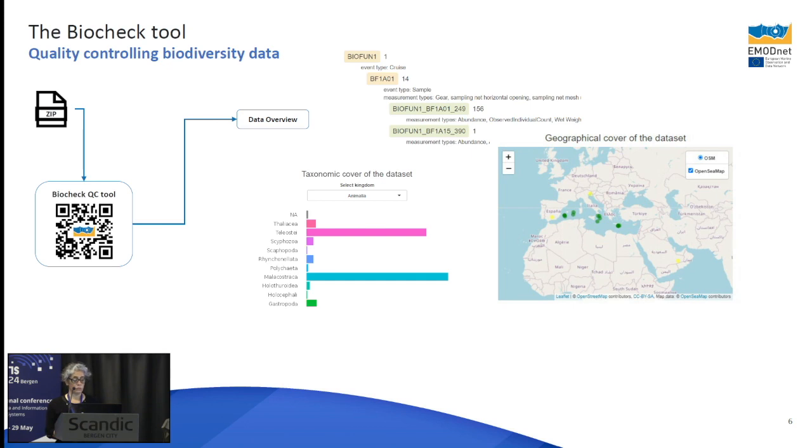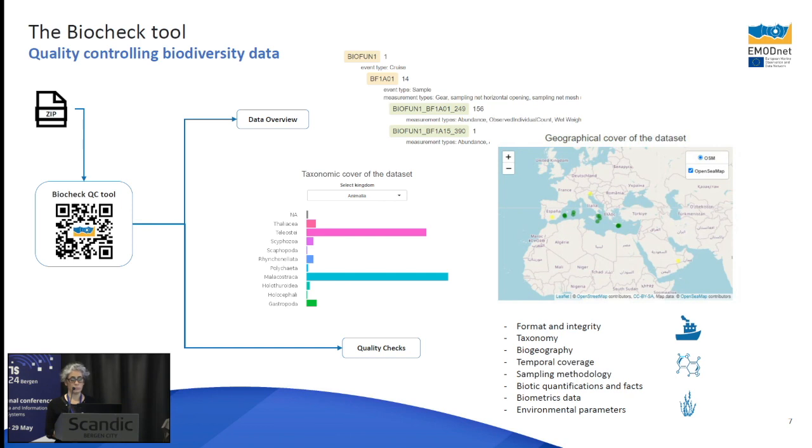So the tool that we developed performs two main actions. One of them provides a data overview of the data set that you're quality controlling, where you can have an overview of the sampling events and the occurrence records, occurrence records referring to the taxa itself, and any associated parameters that you might have, as you see there in green. Geographic coverage, so you can see immediately if something is off, like that record which is not in the Mediterranean, so there's something that could be wrong there. And temporal coverage, taxonomic coverage as well.